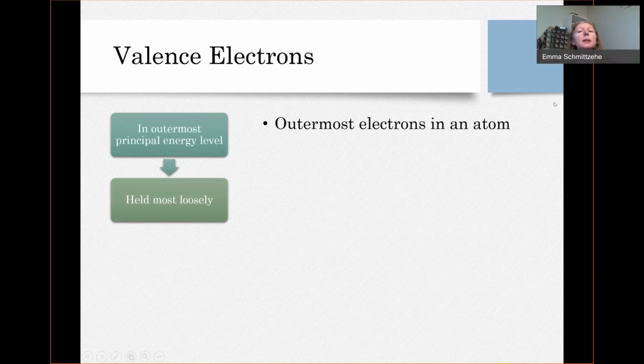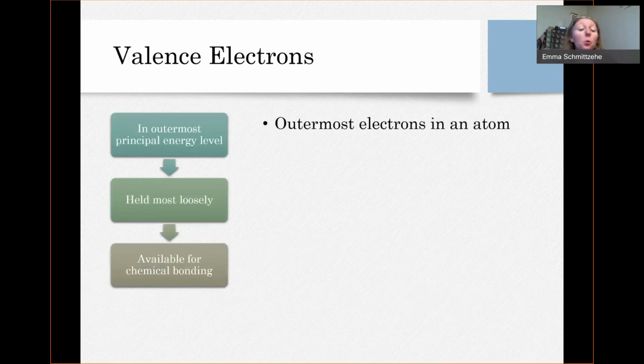The atom isn't hanging on to those as tightly, meaning it's more willing to either give them up or share them. So those are the actual electrons available for chemical bonding. They're really important when you're trying to understand the structure of things, how things bond, and once you know how they bond, how the structure is oriented, what its shape is, and how it behaves macroscopically.